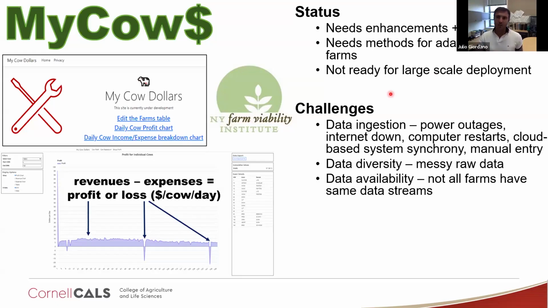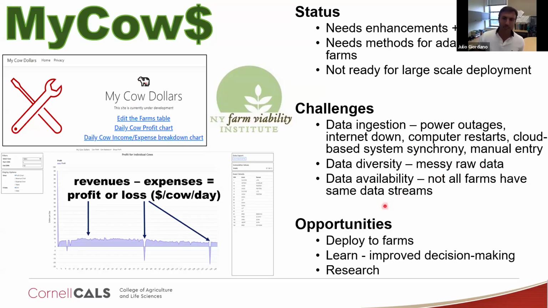Data ingestion or aggregation is not easy. Power goes off on farms, the internet goes down, computers have to be restarted, cloud-based systems go out of synchrony or don't communicate. And there are some things that we still have to enter manually, although we want to go completely away from that. Anyone who works or has worked with data knows that data is not easy. Data is messy, complicated, and many times it's even hard to spot the issues. So that's a challenge. And again, not all farms have the same data available.